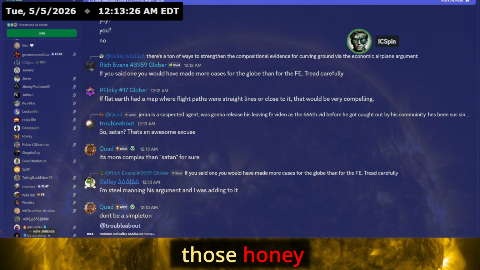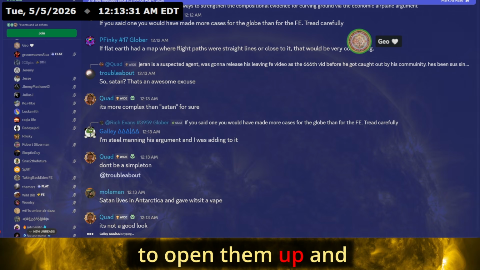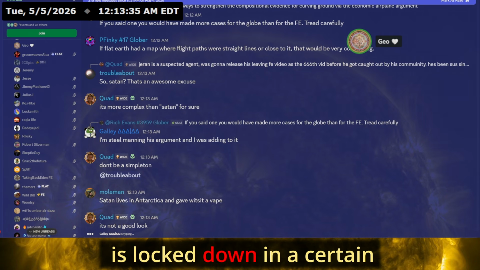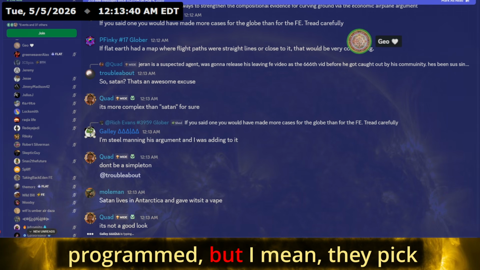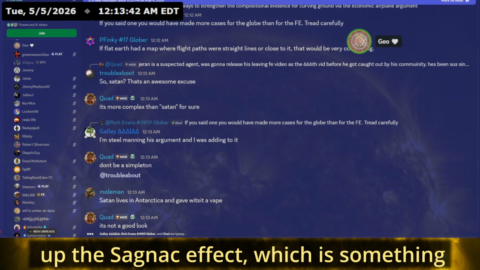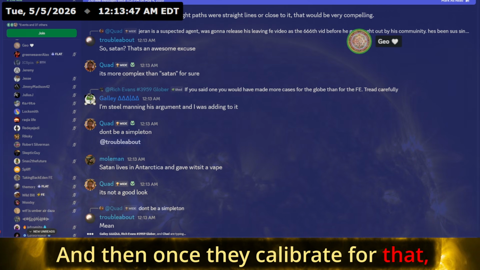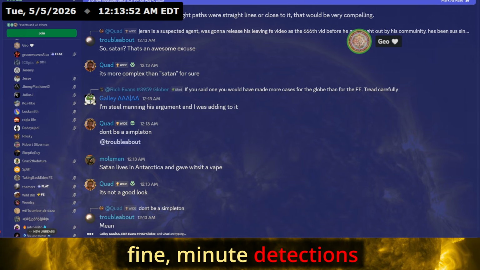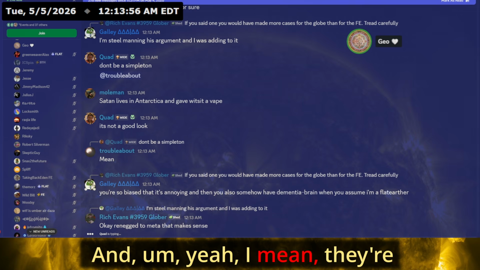Well, those Honeywells are very locked down. You're not even allowed to open them up and look through them. It is locked down in a certain way. But yeah, there could be some way in which those are programmed. But they pick up the Sagnac effect, which is something they have to establish on the ground, and then once they calibrate for that, they're able to sense very, very fine, minute detections in your pitch and yaw and roll, your XYZ. And yeah, they're definitely accurate.